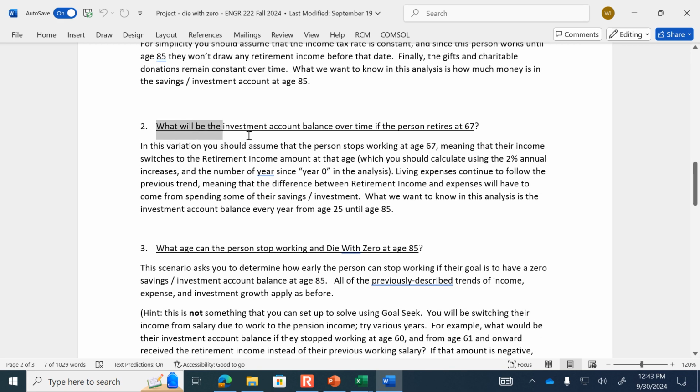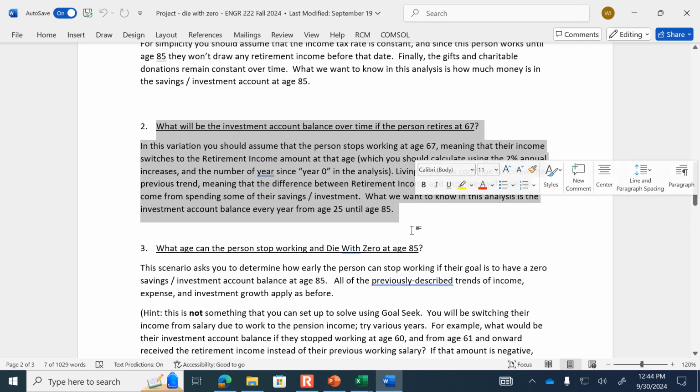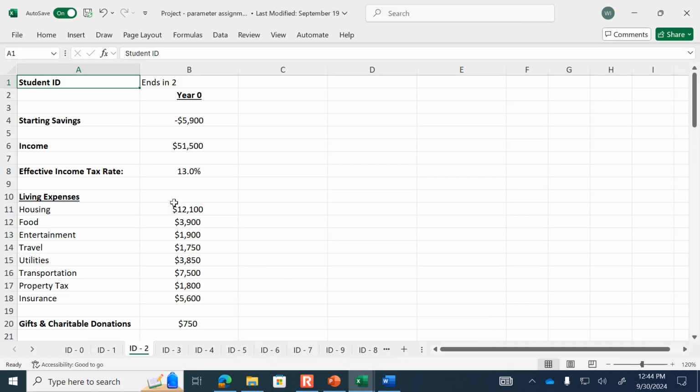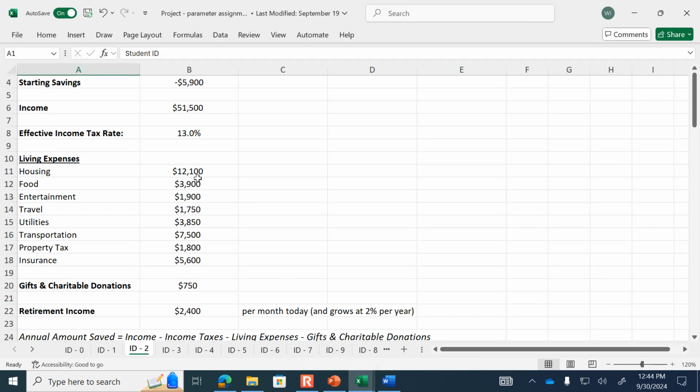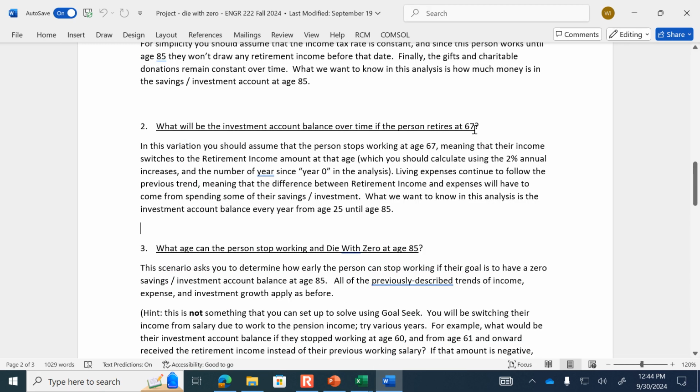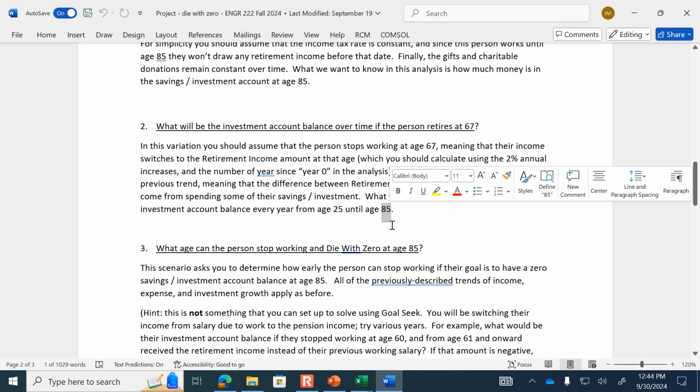Then scenario 2 is, what if they retire at 67? Then what would be their savings balance over time if you are applying all of these assumptions about what are their expenses, what are their taxes, how much do they give away for charitable donations each year. And we want to see if they retire at 67, what do their assets look like throughout every year until they hit age 85. So you're going to do like a row by row spreadsheet.